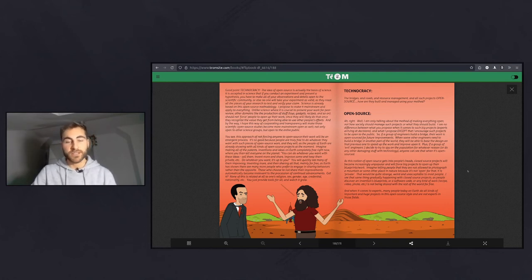Unlike science, where it is crucial to present your work for peer review, other domains, like the production of stuff, for example toys, gadgets, recipes and so on, should not force people to open up their work, since they will likely do that once they recognize the value that they get from being able to use other people's efforts.